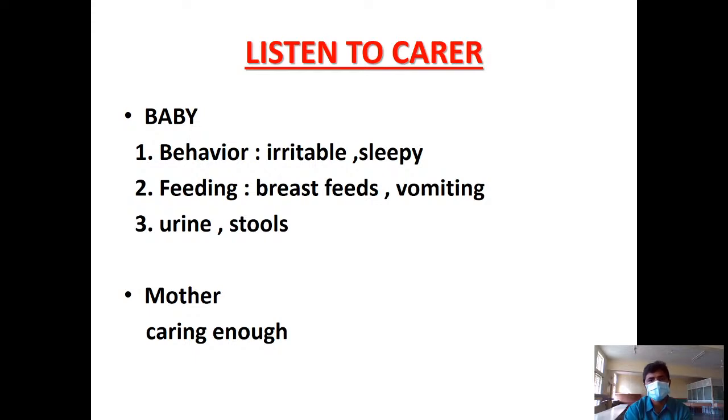Then you need to ask about the mother, from the mother's aspect as well. Is the mother caring enough towards the baby? You also need to look into that as well. So these are the things you need to take from the history.